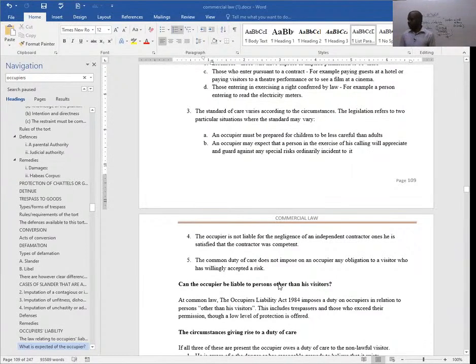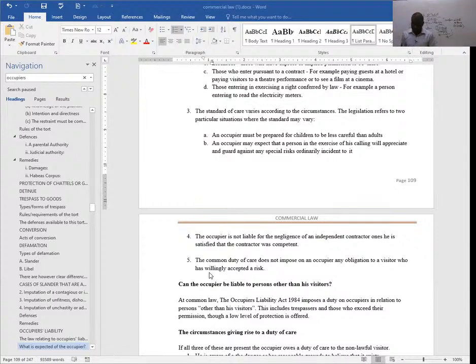The occupier is not liable for the negligence of an independent contractor once he is satisfied that the contractor was competent. So the occupier of the premises cannot be held responsible for accidents or failure of safety measures arising out of the negligence of an independent contractor. For example, if a supermarket has pillars inside, and one of the pillars falls on a customer, the supermarket cannot be held responsible if it hired the services of a qualified independent engineer. This engineer was qualified to build the pillars in the supermarket. If the pillar becomes faulty, the person who can be held responsible should be the independent contractor and not the occupier or the supermarket.